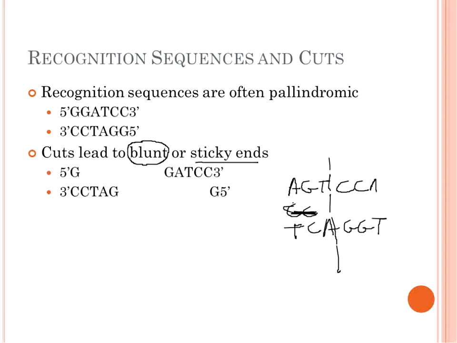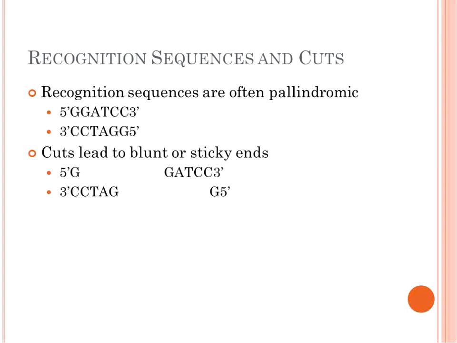Okay, so restriction enzymes can either create sticky ends or blunt ends when they cut a specific piece of DNA, and they always have a specific recognition sequence, a restriction site.